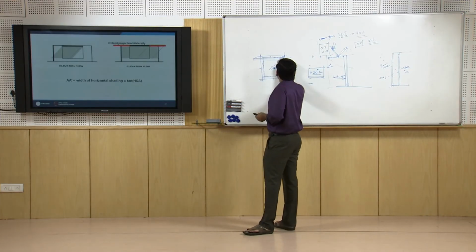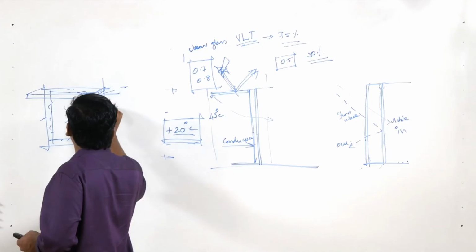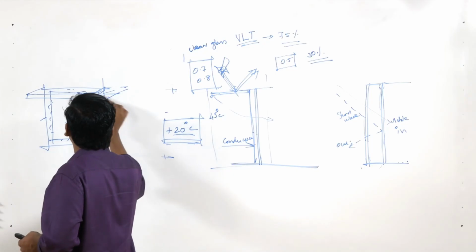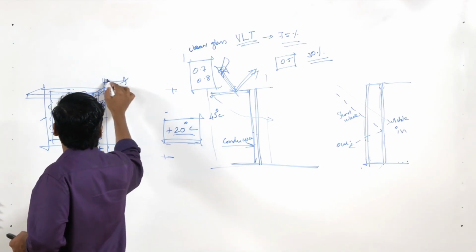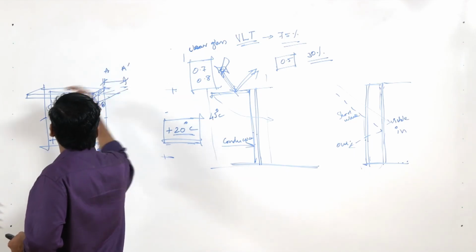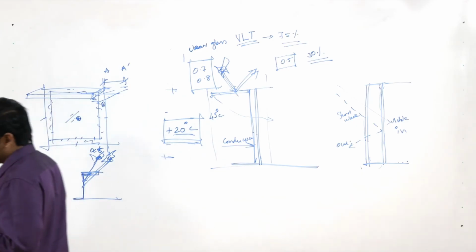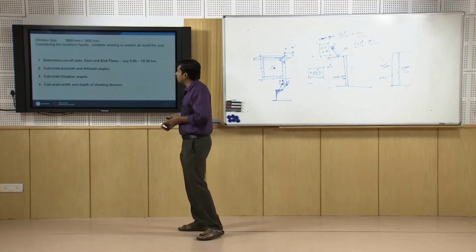So, if you have a window this long, whether I should curtail it here or extend it further, and if so, how much extension is required. This particular depth, that is A dash, which I have mentioned in the formula, is given by this simple equation.